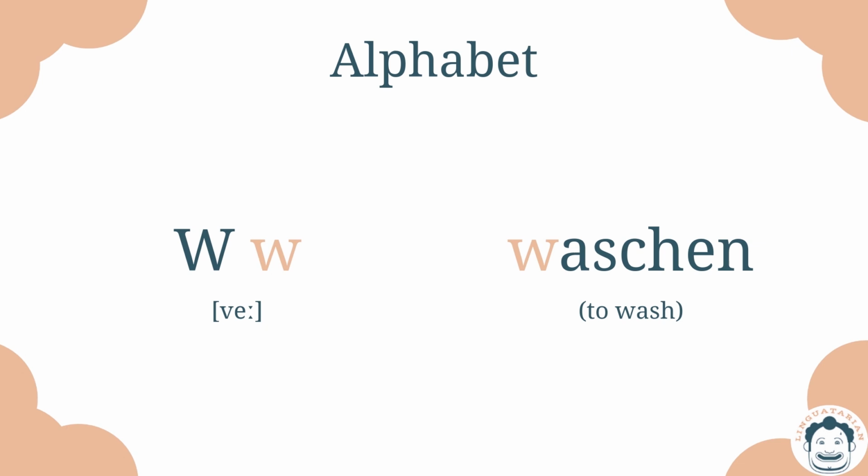And then we have W. This is equivalent to the English V sound. So keep in mind the W in German is not pronounced the same as in English. It is pronounced as V. And the example word we have is waschen.